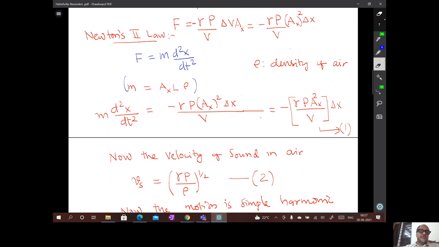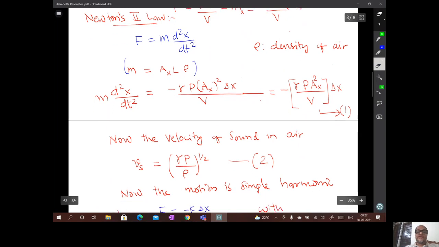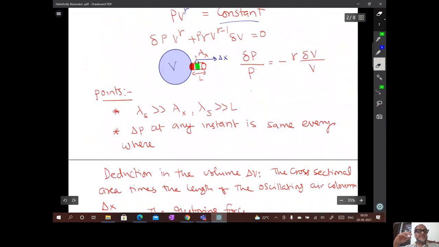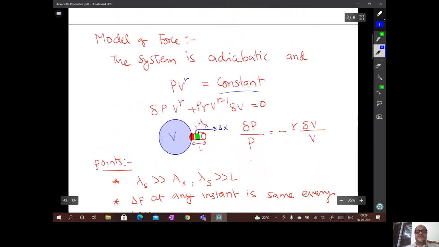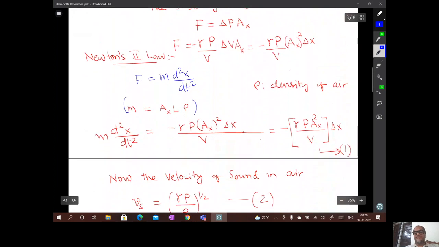Obviously now you can infer that this is something like F is equal to minus k delta x, where k is the spring constant. So you have actually evaluated the spring constant. I told you when you have a one-dimensional spring mass system, the frequency is omega equal to square root of k by m, right? So now in this particular system, what is this k? We have actually got it.